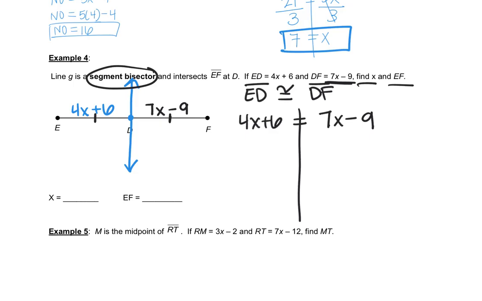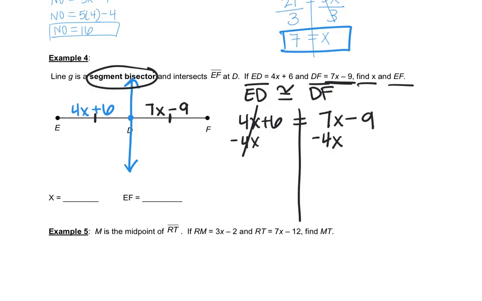Now, I'm going to start by moving the smallest amount of x's. The smallest amount of x's is 4x. Between 4x and 7x, the smallest amount of x's is 4x. So I'm going to take it to the right. I see a positive 4x, so I'll subtract 4x, and do the same on the other side.